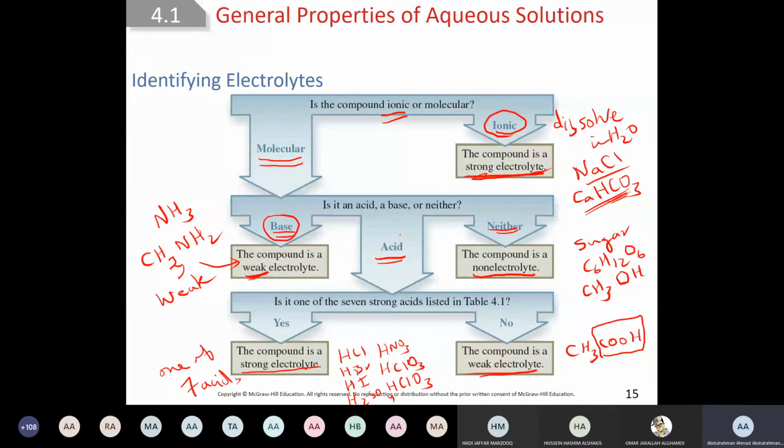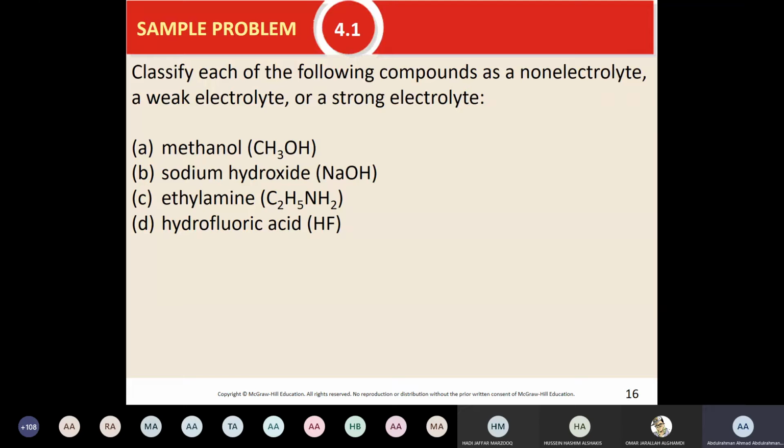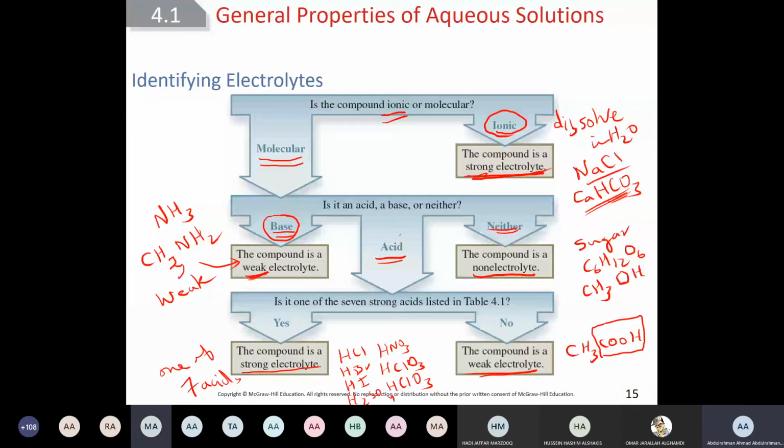All right, good. Very quickly solve this problem. For A, is it an electrolyte or non-electrolyte? Or a weak electrolyte or strong electrolyte? Not an electrolyte. Why? Because it is neither acid nor base. It contains only OH. So it is neither. Non-electrolyte. Is this clear?